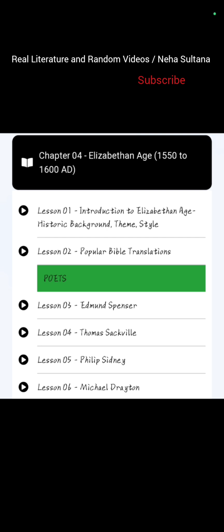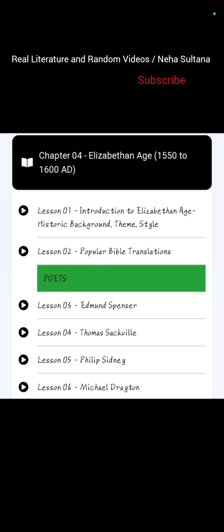And chapter 4 is all about the Elizabethan Age, from 1550 to 1600 AD. And the first lesson is, as usual, the introduction to the Elizabethan Age, historic background, theme, and style. And lesson number 2, popular Bible translations. You have to read all about popular Bible translations.